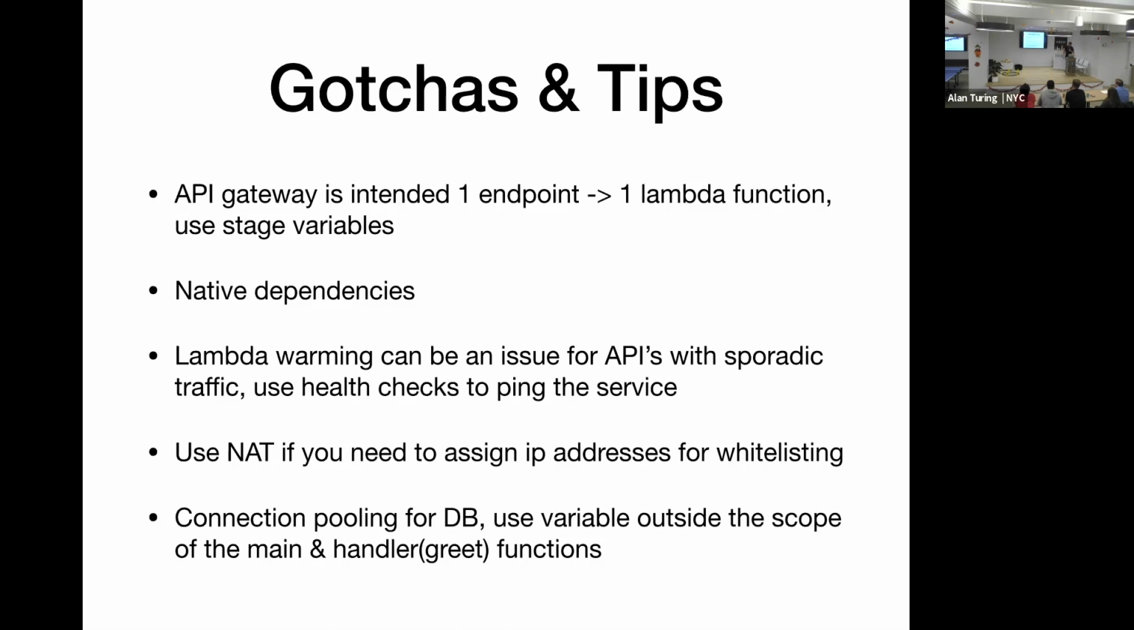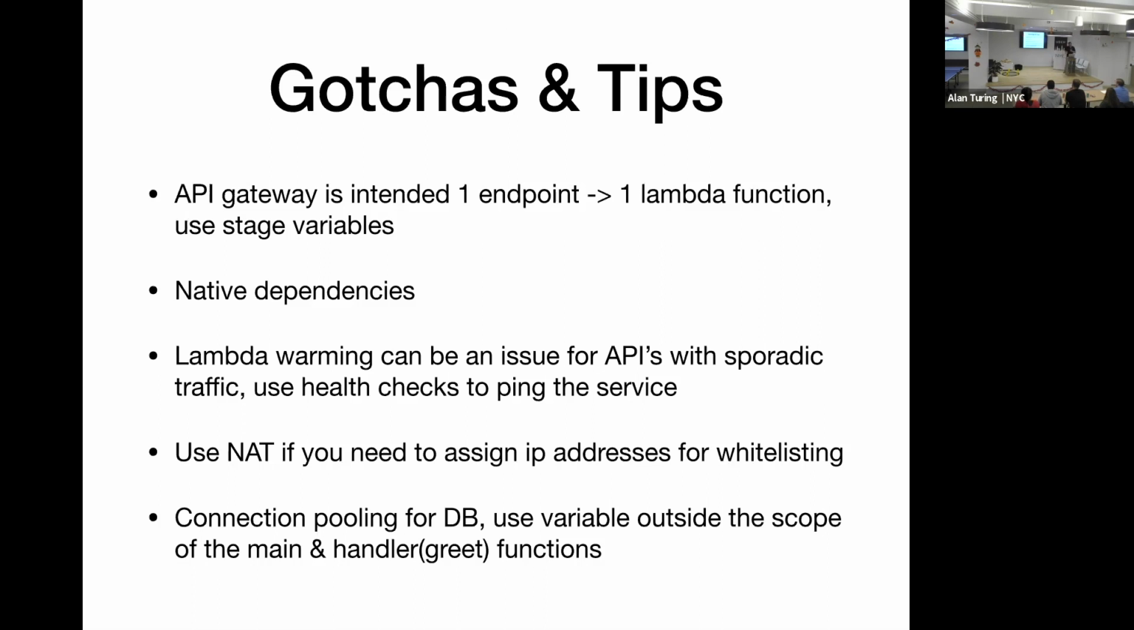Another important tip is Lambda warming. If you have an API with sporadic traffic, the first few requests that you get are going to take a really long time to process. So you're going to want to have a few Lambda functions warmed or already started. For an API, you can do this using health checks. You'll set up your health checks to ping your service at regular intervals, and that makes sure there's an instance of your Lambda function up and running.